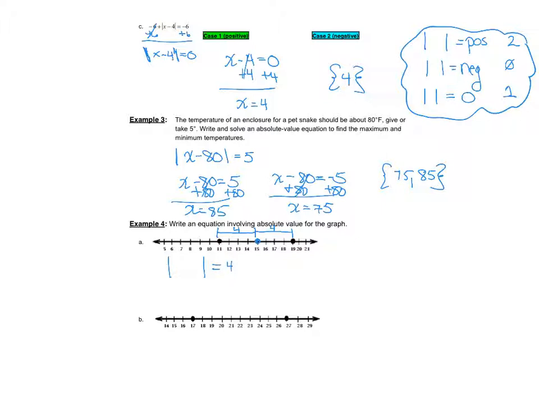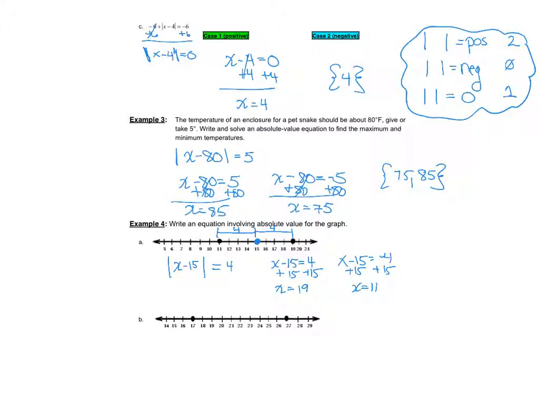And our original number was 15. And so if you take x minus 15, absolute value equal to 4, you'll see that this works. So I'm just going to solve this so we can see what I mean here. x minus 15 equals 4. Here's my two cases. x minus 15 equals negative 4. Solve both of these scenarios. x is equal to 19 and x is equal to 11.